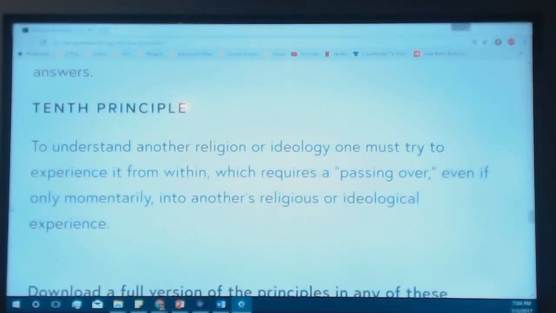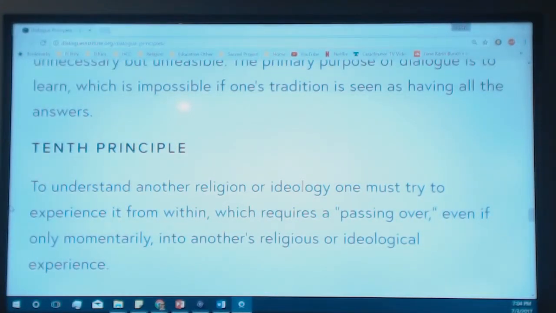Now, the 10th principle is by far my favorite principle. To understand another religion or ideology, one must try to experience it from within, which requires a passing over, even if only momentarily, into another's religious or ideological experience. As I mentioned when talking about phenomenology in the Intro to Religion video, the ability to try, to attempt, to experience what a follower of another ideology feels and thinks and sees is truly a gift and a wonderful experience. It is necessary if we are going to really learn, if we are going to have a sense of respect, to have a sense of understanding. And really, it is necessary for us to have empathy in that other ideology or religion.